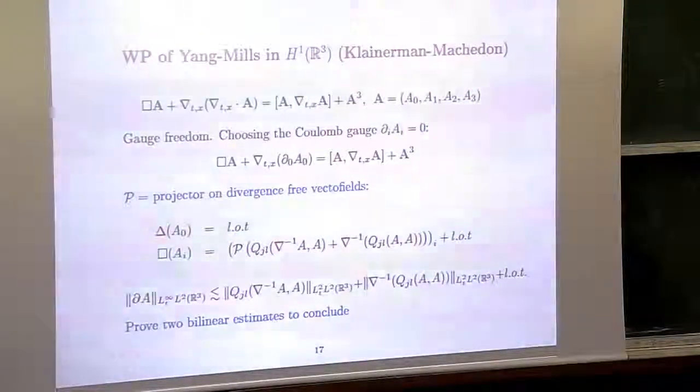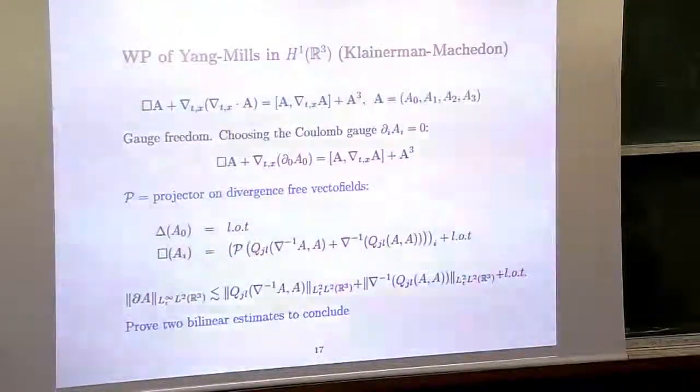So I'd like to do two things at the same time. I'd like to kill this term once and for all, and I'd like to uncover the null structure. In some sense, the null structure is a bit hidden. There is structure, but I don't see yet my favorite null form Qij. So I'd like to uncover the null structure and at the same time kill this term here.